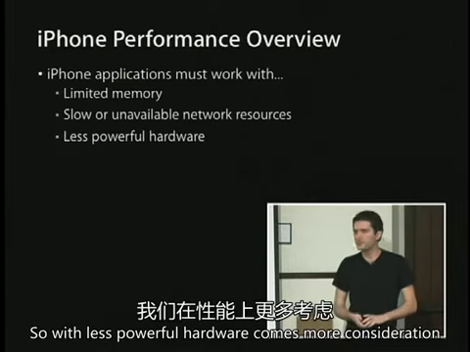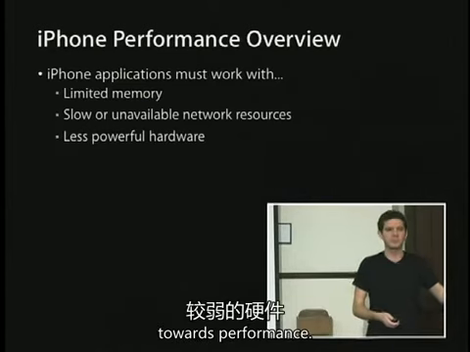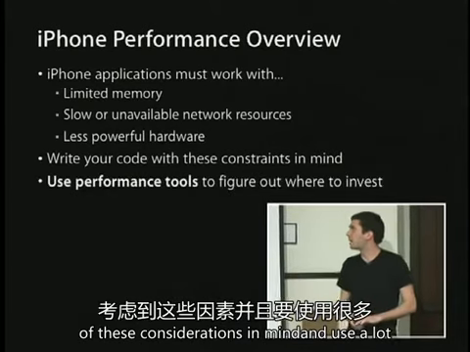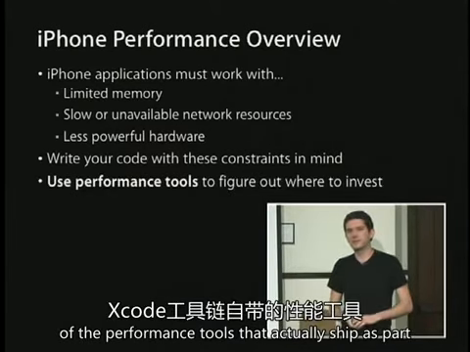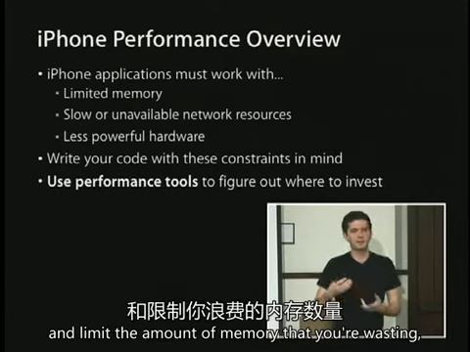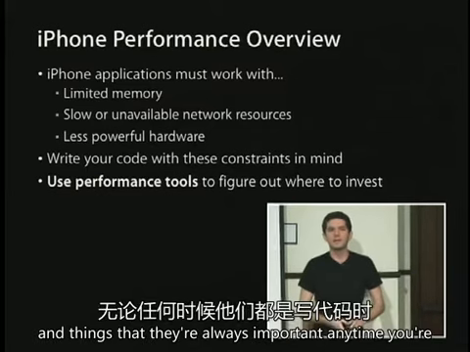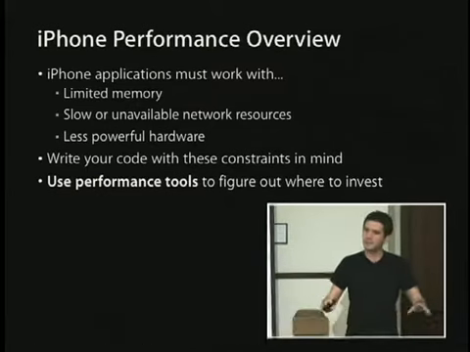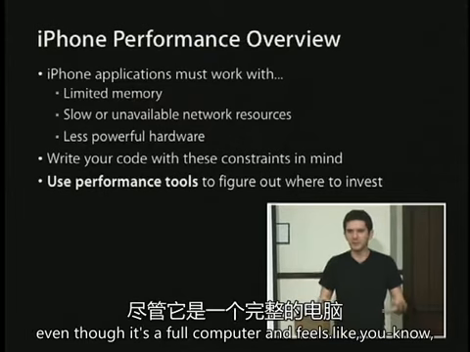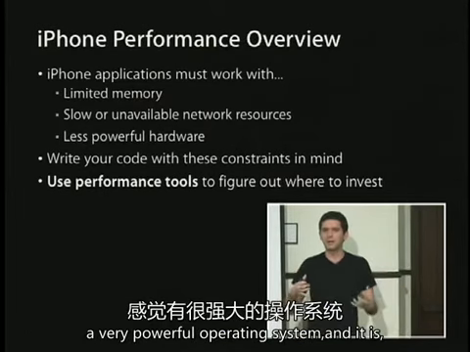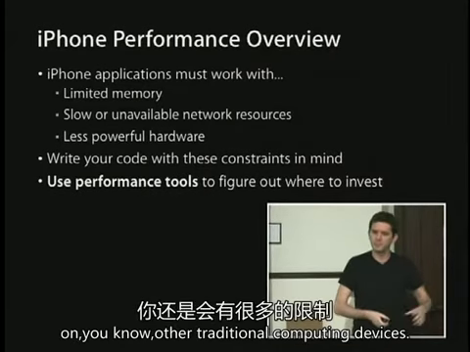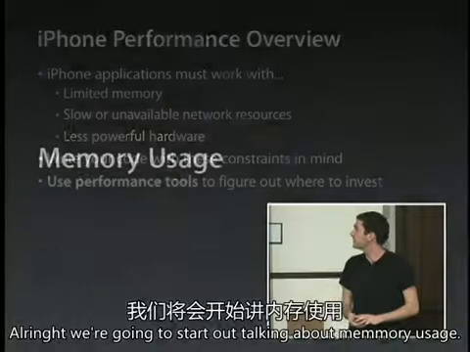So with less powerful hardware comes more consideration towards performance. So you want to write your code with a lot of these considerations in mind, and use a lot of the performance tools that actually ship as part of the Xcode toolchain to optimize your memory usage and limit the amount of memory that you're wasting. These things are always important anytime you're writing code, but on embedded platforms like this, even though it's a full computer and feels like a very powerful operating system, and it is, you still have more constraints than you do on other traditional computing devices.